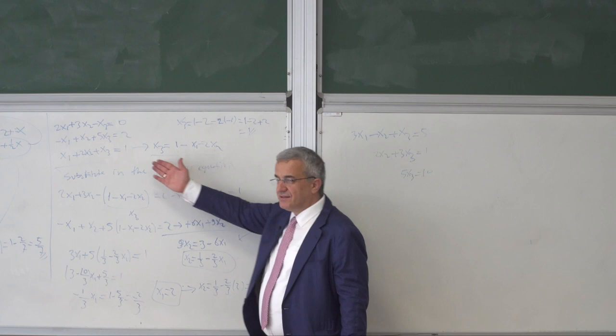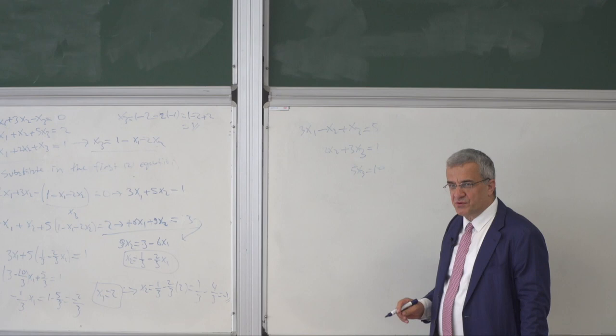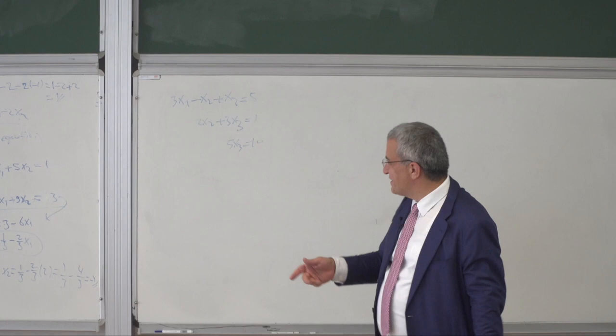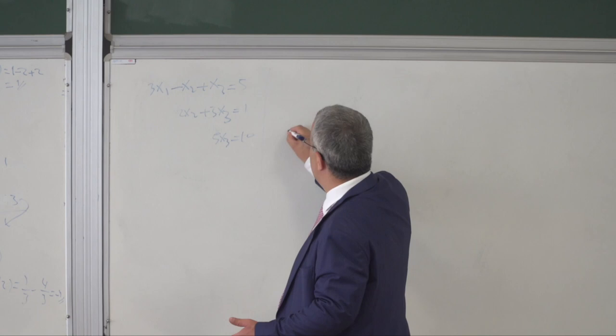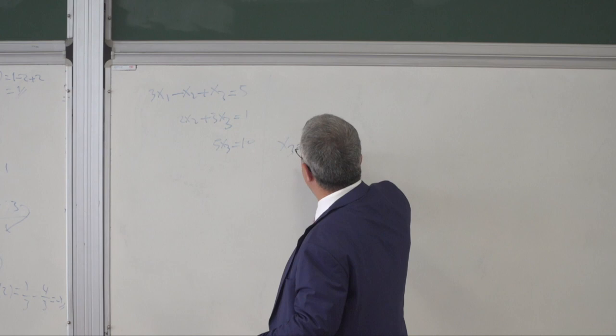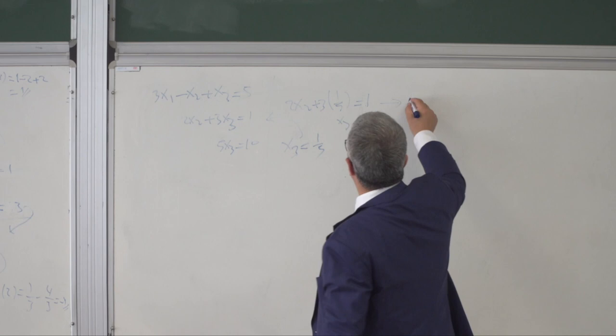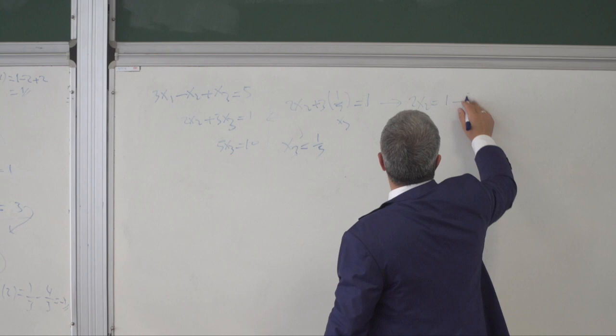So how can I solve this? Of course, I could be dumb and just ignore everything else, and start by substituting. But with very little intelligence, you would figure that I should first solve for x3 from the last one, right? Then you would say x3 is equal to 1 over 5. And you take this, substitute in the second one, then you say 2x2 plus 3 times 1 over 5, which is x3, is equal to 1. From here, you would solve 2x2 is equal to 1 minus 3 over 5, which is 2 over 5.